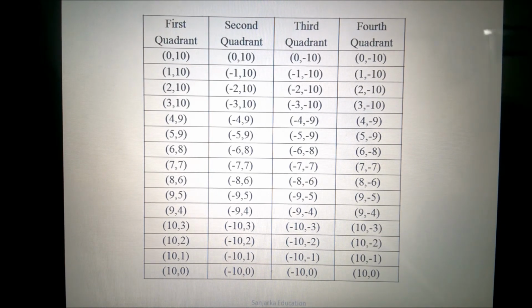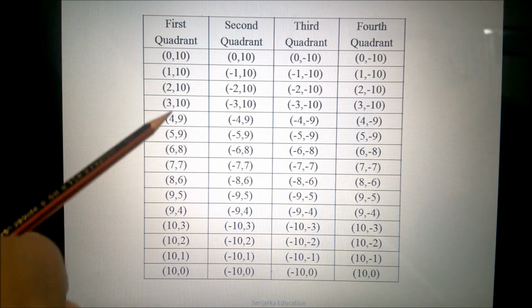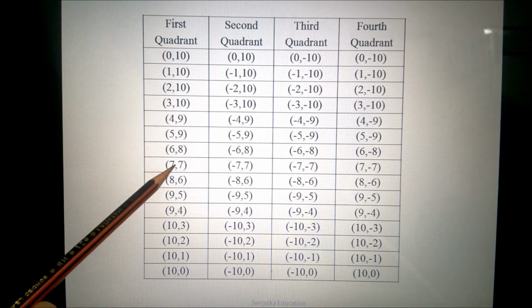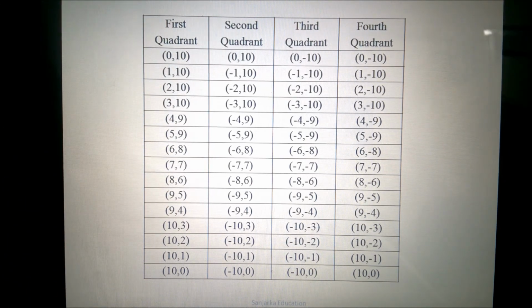In that way, from finding the pixel coordinates in one octant, we can find the remaining 7 octants. We can find them this way. And that is all about the midpoint circle algorithm and its illustration.